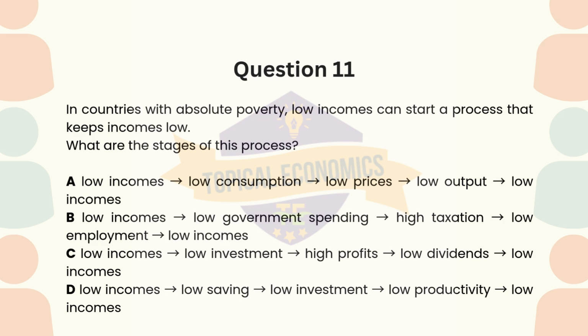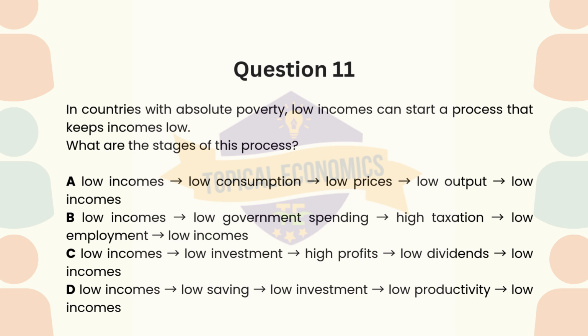Option C, if you look at this option, it is flawed because low investment does not necessarily lead to high profits. If there is low investment, companies may not generate high profits, and thus low dividends would not contribute to the cycle of low incomes in a meaningful way.